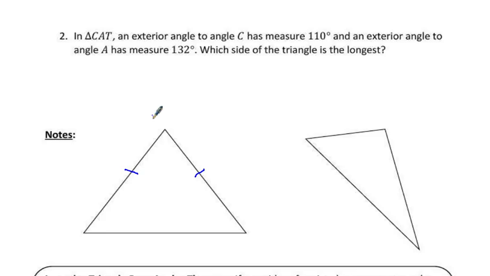The vertex angle is the angle that connects those two sides. The other two angles are called base angles. So you have a base angle here and a base angle here.